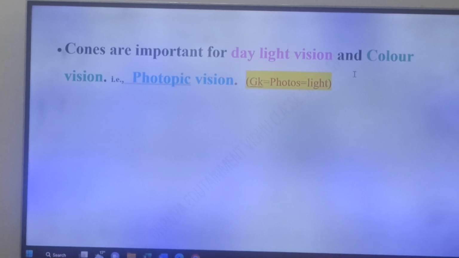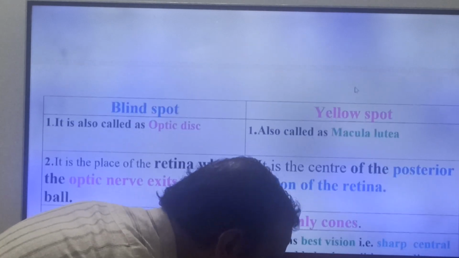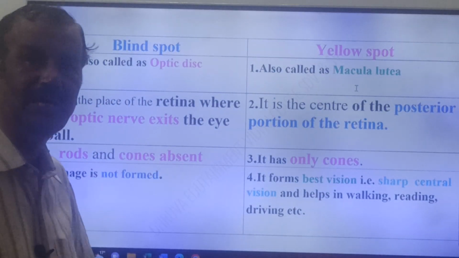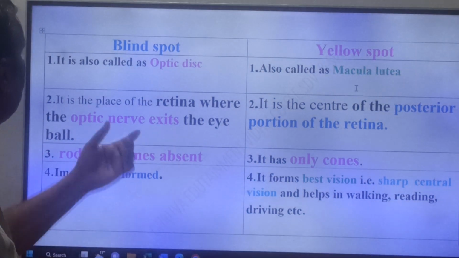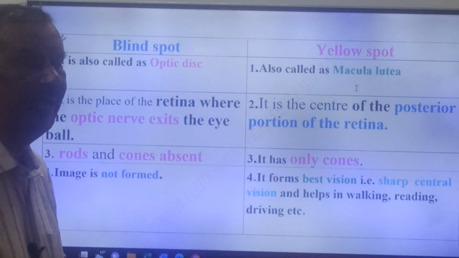Okay, friends. This is about retina, friends. But here you see one more important word. What is blind spot and yellow spot? You have a 2 marks question, friend. Blind spot is also called as optic disc. Yellow spot is also called as macula lutea.